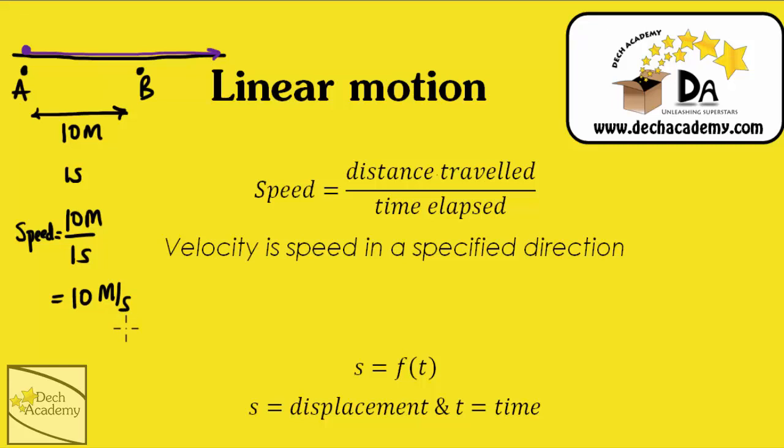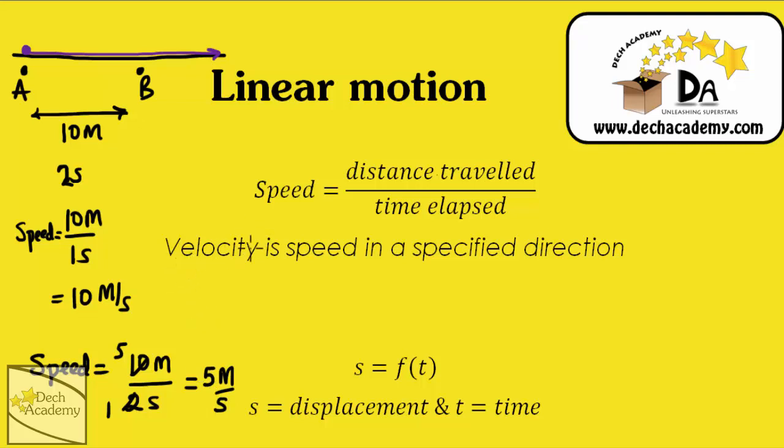If it took the object 2 seconds, then the speed of the object in this new case will be the distance traveled, 10 meters, divided by the time taken, 2 seconds. So this gives a speed of 5 meters per second.